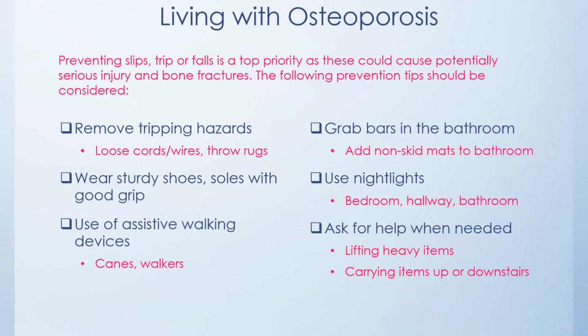Wear sturdy shoes, soles that have good grip on them. Use assistive walking devices such as canes and walkers. Install grab bars in the bathroom and maybe apply a non-skid mat in your bathroom as well. Use night lights in your bedroom, your hallway, your bathroom, and ask for help when needed, such as lifting heavy items or carrying items up and down the stairs.